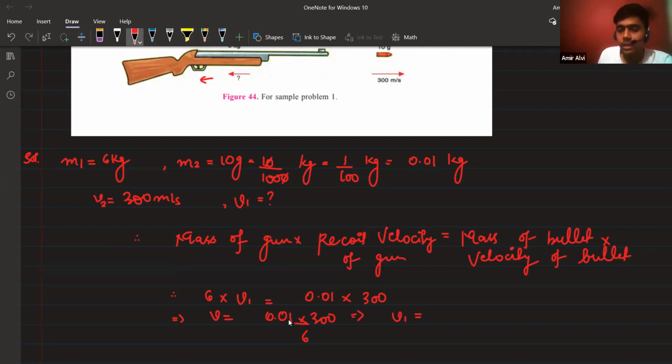0.01 into 300. So two zeros are there and two decimals are there. The two zeros will cancel out the two decimals. Yes or no, everybody? So 3 by 6 will be left. So 3 by 6 is nothing but 1 by 2, which is 0.5.